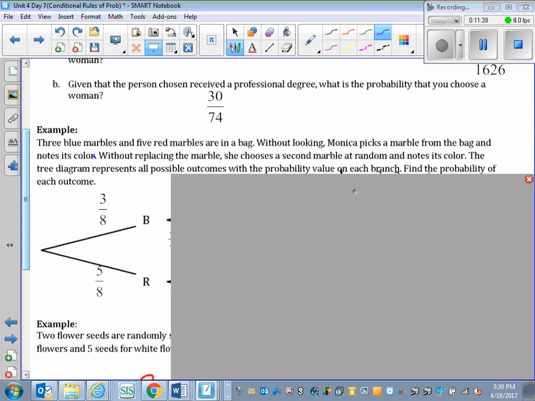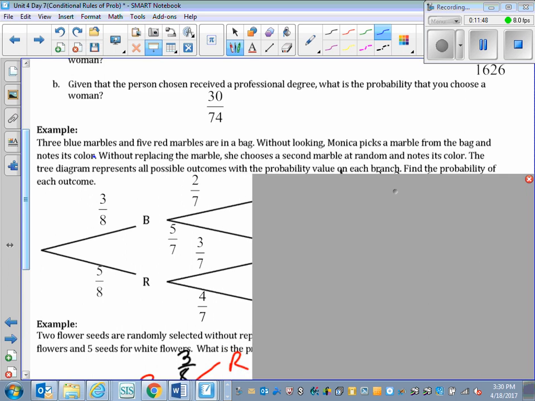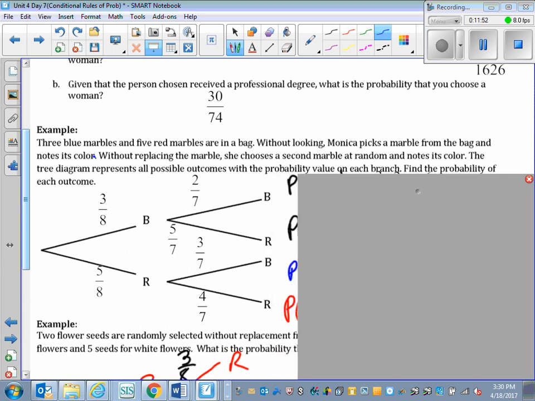And then when we draw again, if blue is first, the next is going to be 2 out of 7, and red will be 5 out of 7. If red is first, the next one being blue is going to be 3 out of 7, and the probability of getting red again is 4 out of 7.